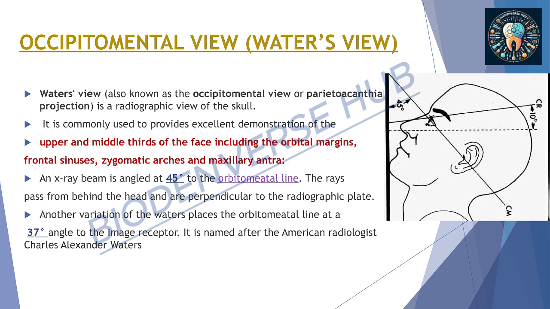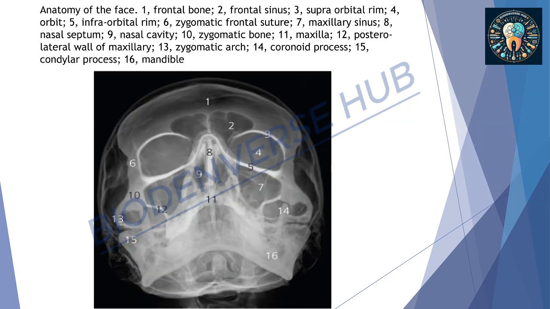Another variation of this is known as the Waters view. It places the orbital-meatal line at 37 degrees. Remember that first we have studied that the X-ray beam is angled at 45 degrees to the orbital-meatal line, and here at 37 degrees to the orbital-meatal line. Now we will be proceeding on with some anatomical landmarks that are seen on the Waters view.